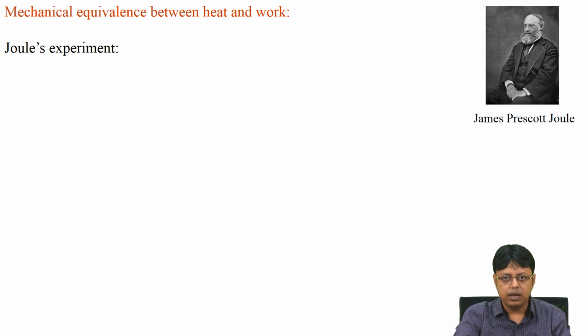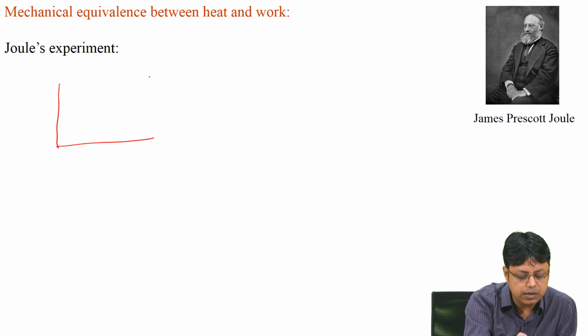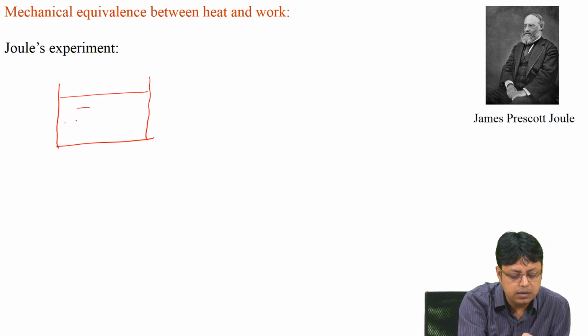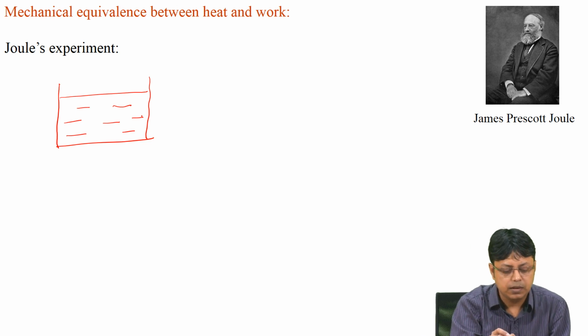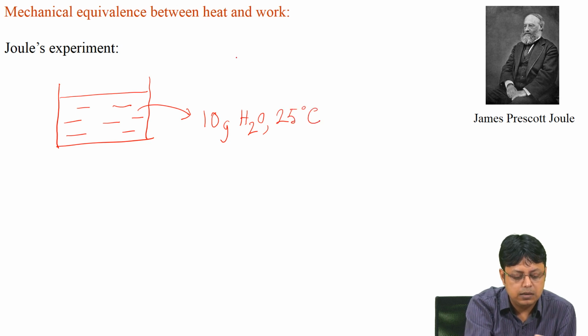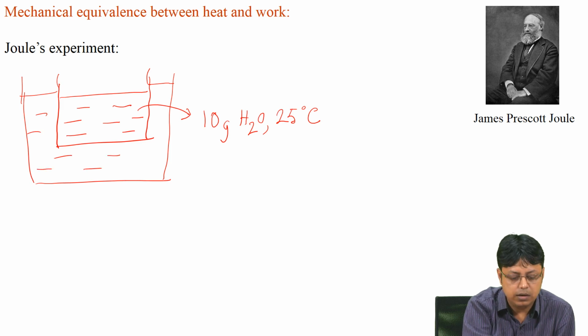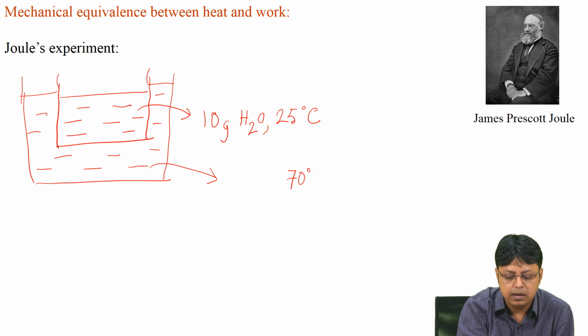Let us first take an example, and then we will discuss what is known as Joule's experiment, which was demonstrated by James Prescott Joule. Before we discuss Joule's experiment, let us conceptually try to understand how we can increase the energy of a system. Suppose we have a system which is 10 gram of water initially kept at say 25 degrees centigrade, and now we keep this system inside another bath of water which is at a higher temperature. Let us say the temperature here is 70 degree centigrade and the mass of the water in this bigger bucket is 100 gram.